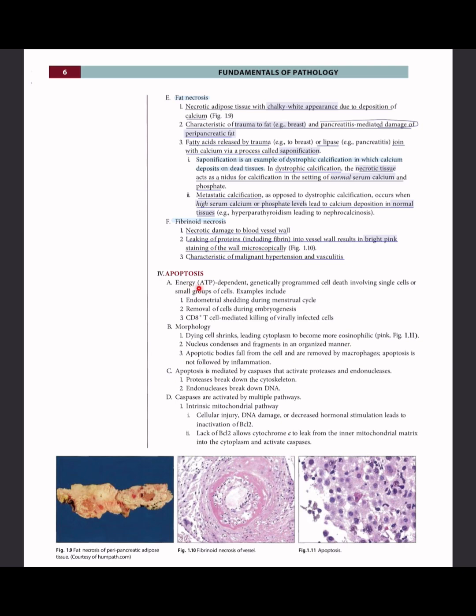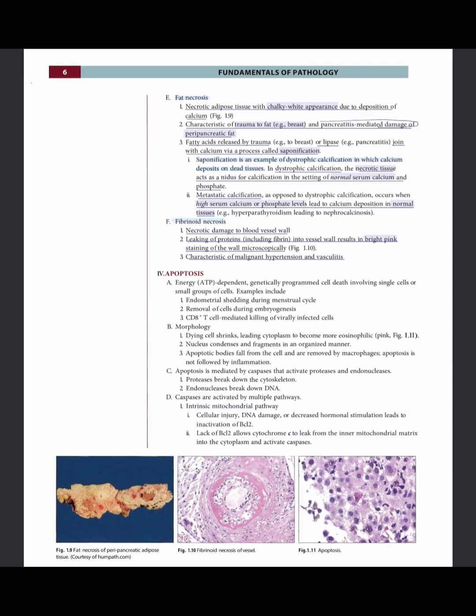Apoptosis. Energy, ATP-dependent, genetically programmed cell death involving single cells or small groups of cells. Examples include endometrial shedding during the menstrual cycle, removal of cells during embryogenesis, and CD8 positive T cell mediated killing of virally infected cells.